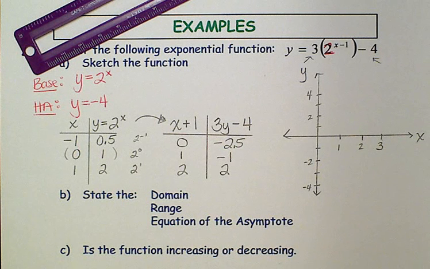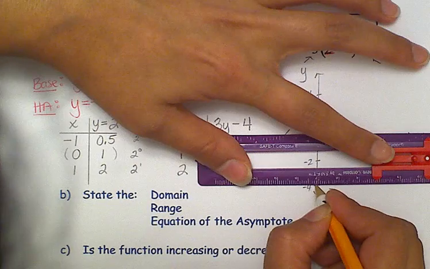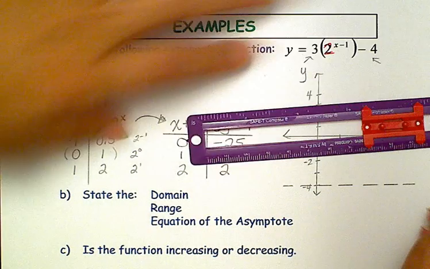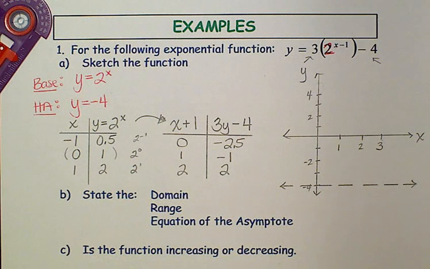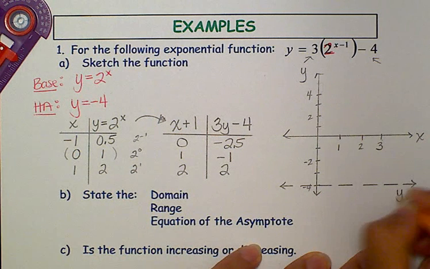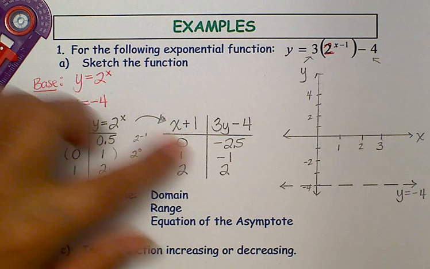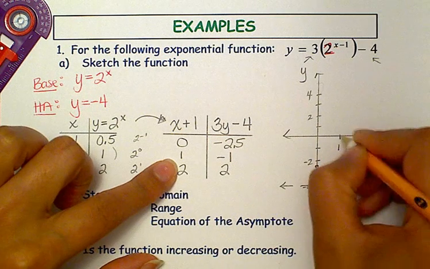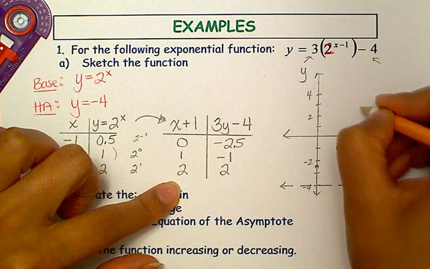So I looked at the points to figure out what my scale would look like. So the horizontal asymptote is at y equals -4, so I can draw that in. And remember, when you're drawing an asymptote, it's dashed lines because it's actually not a part of your graph. It's a restriction for your graph. So here's y equals -4. And then I can plot the points to sketch the rest of the graph. So I have 0 and -2.5 as my first point, 1 and -1 as my second point, and 2 and +2 as my third point.